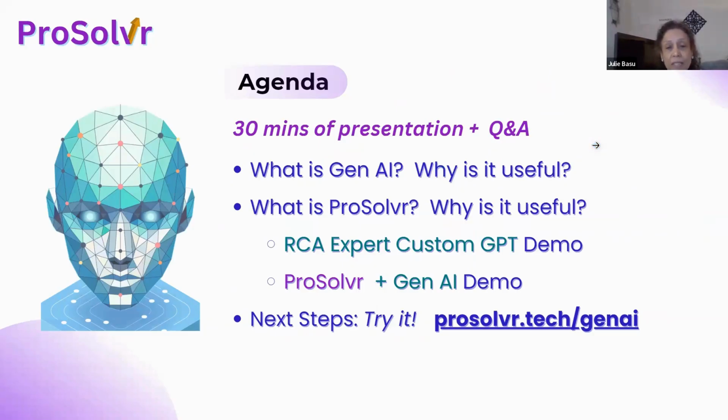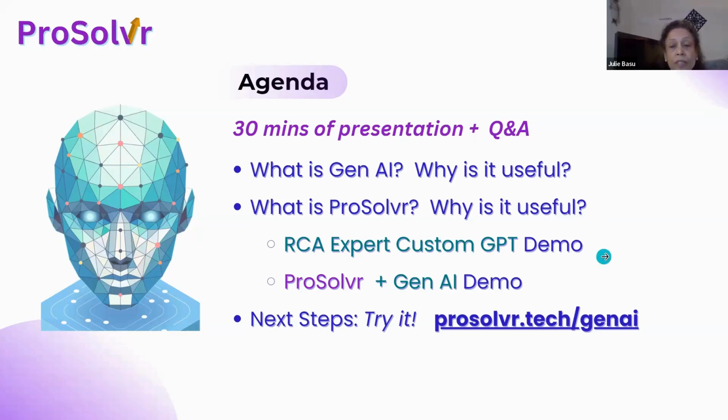Let's see. What is Gen AI, right? Why is it useful? In general, yes, it's going to change the world, take our jobs, run our cars, slice our bread. That's fine. But how is it useful for our RCA? Our goal is to master root cause analysis. And then what is ProSolvr? Why is it useful for RCA, in our specific case?